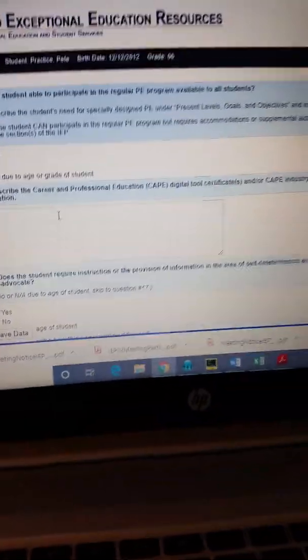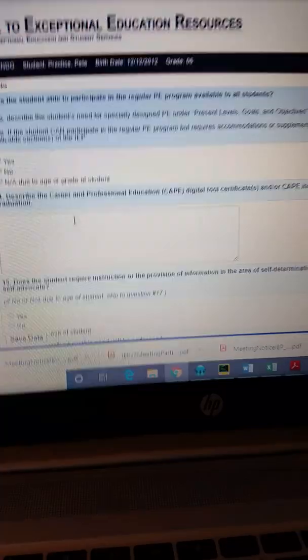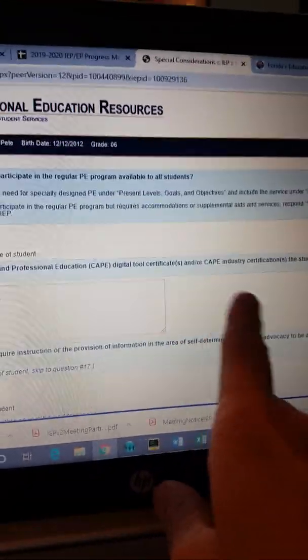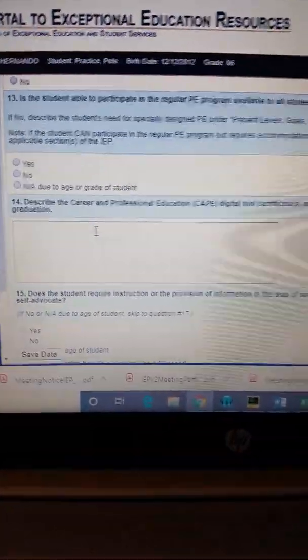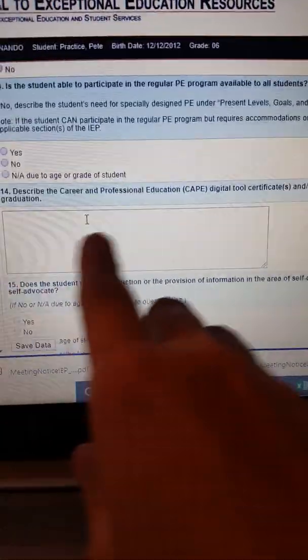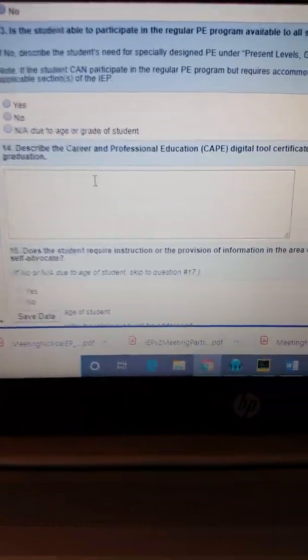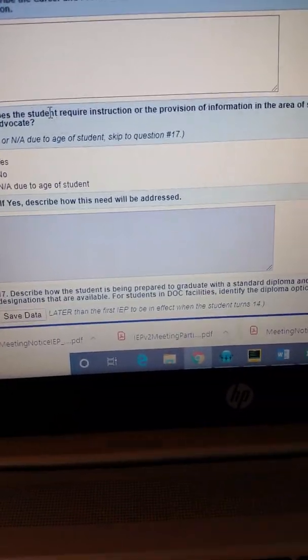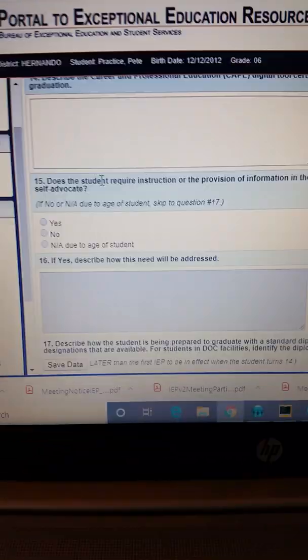Number 14 here is describe the career or professional education, the CAPE programs or the digital tools or industry certifications that they might be seeking. They might be seeking some in high school, and you would just say, hey, they're enrolled in this class. If they're not, then they're not seeking anything at this time. It could just be that grade, or that semester, or even if they're doing something next semester, you would just put that in there.